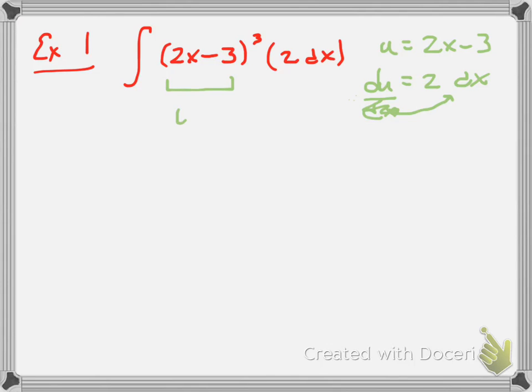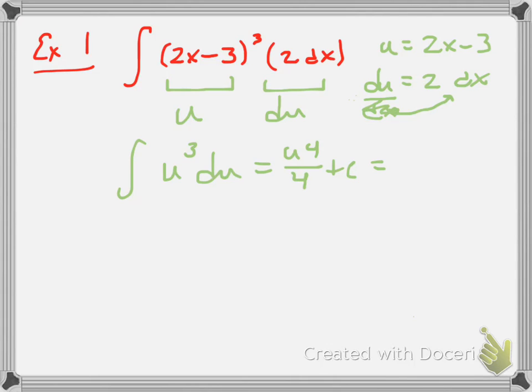This allows me to substitute u in here, du in there, and really what I'm doing is creating a modified version of this problem, a much easier version, and I'm integrating u to the third du. So my answer here would be u to the fourth over 4 plus c. And of course, when I go back and make my simple substitution, the final answer would be (2x minus 3) to the fourth over 4 plus c.